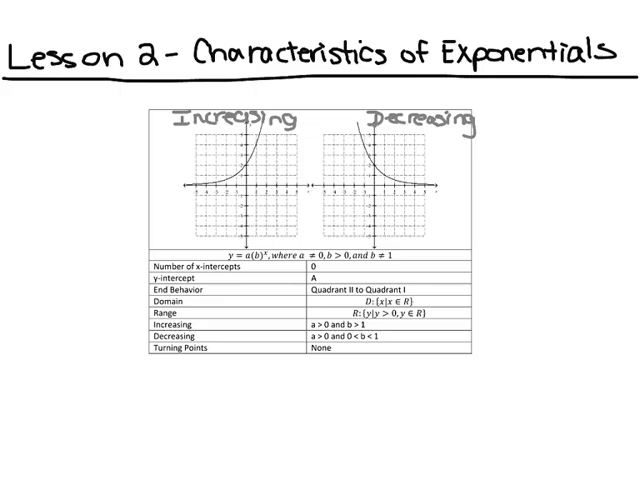So you need to remember that there's no x-intercepts, that a is your y-intercept, that the graph goes from quadrant 2 to quadrant 1. That is the end behavior. The domain is x is an element of the real numbers. The range is y is greater than 0. It increases when b is greater than 1, and it decreases when b is between 0 and 1, and there's no turning points.